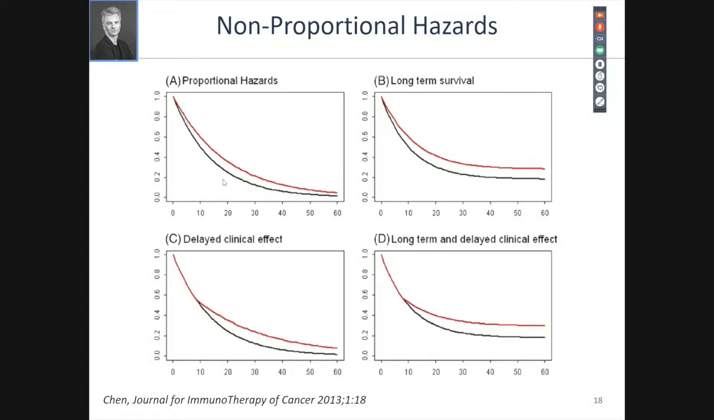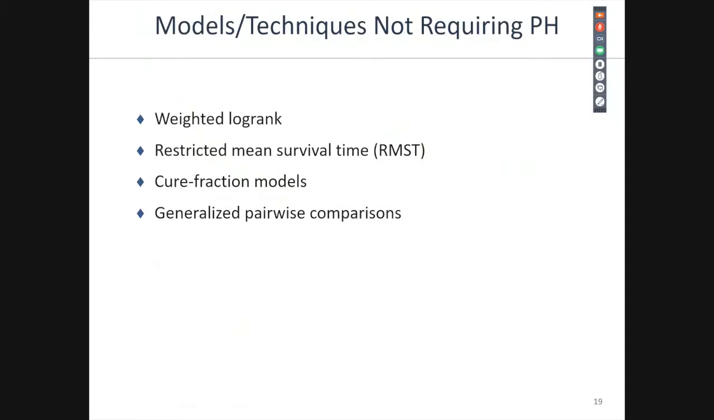Now, classically, proportional hazards and analysis based on proportional hazards was standard in oncology, but indeed in immuno-oncology, this is no longer the situation. So we need to think about other approaches to analyzing the data and summarizing treatment effect. So we have to deal with situations like long-term survival or delayed clinical effect or crossing survival curves, which are clearly leading to non-proportional hazards. So I'll be talking briefly about several proposals which have been put forward for dealing with these different phenomena. We'll talk about the weighted Logrank test, the use of restricted mean survival time, cure fraction models, and a non-parametric approach, which is based on pairwise comparisons.